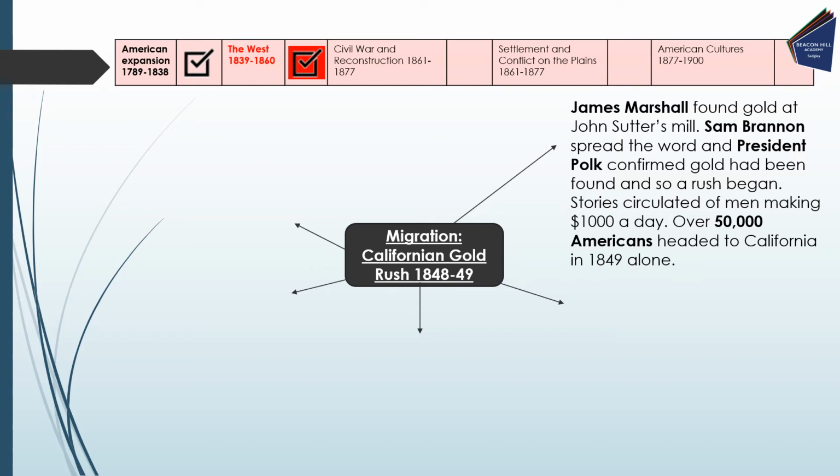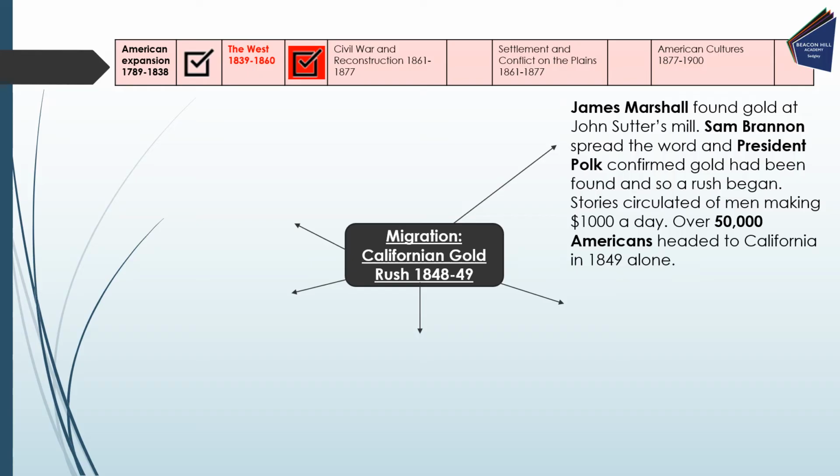Sam Brannan was the person who spread the word about the gold being found, and President Polk then confirmed that gold had been found, which confirmed to many that there was a reason to move to California. So his words of confirmation really encouraged the gold rush to begin. Stories began to circulate of men making $1,000 a day, and over 50,000 Americans headed to California in 1849 alone, as I've said, known as the 49ers.